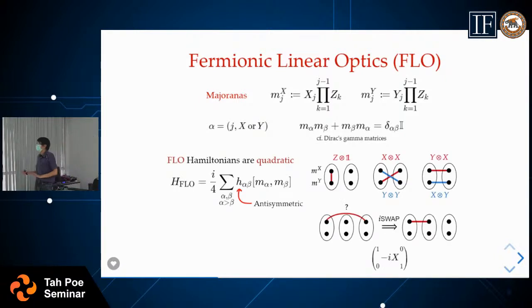So now I can define the Hamiltonians and unitaries that correspond to FLO. These are the ones that are quadratic in either the Majoranas or the fermionic creation and annihilation operators. There is a peculiar way that I write it here, but you can just ignore that for a minute.